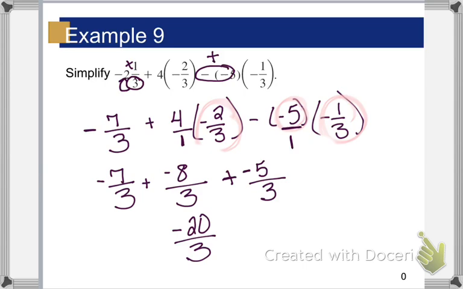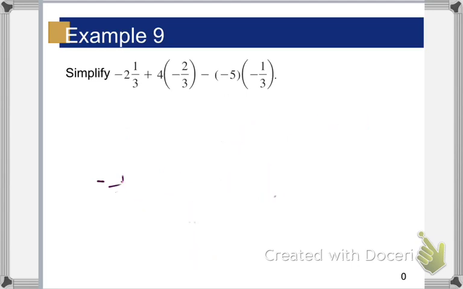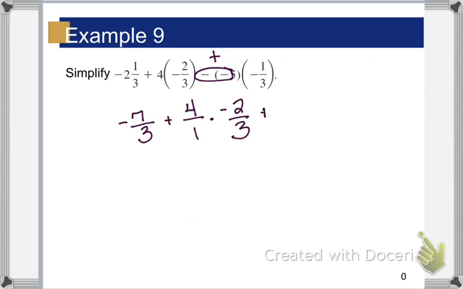Okay? Now, I'm going to erase this right here, and I want to show you what would happen if I went ahead and changed that at the beginning. We're going to get exactly the same answer. So if you want to deal with this right here from the very beginning, you can. It's completely fine. So I know that this is negative 7 over 3. And then this is going to be 4 over 1 times negative 2 over 3. Then I have plus 5 times negative 1 over 3.